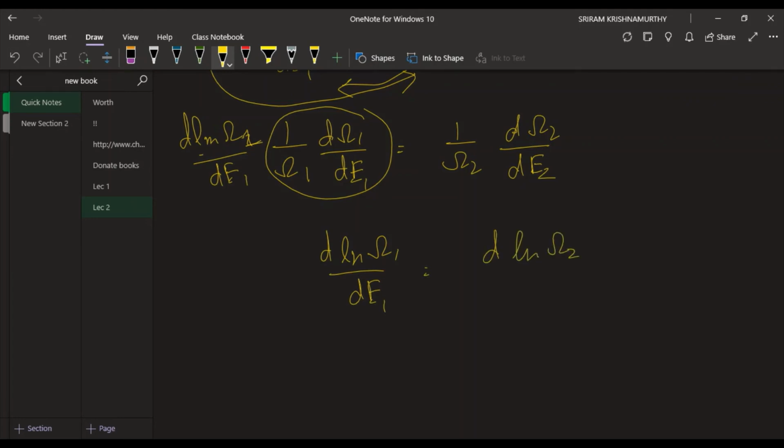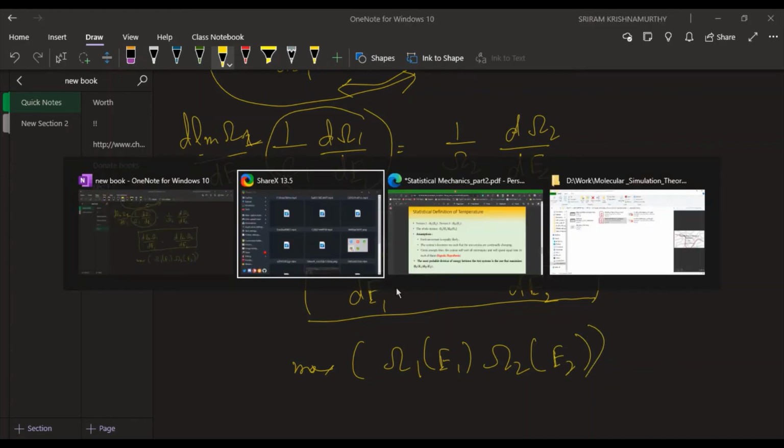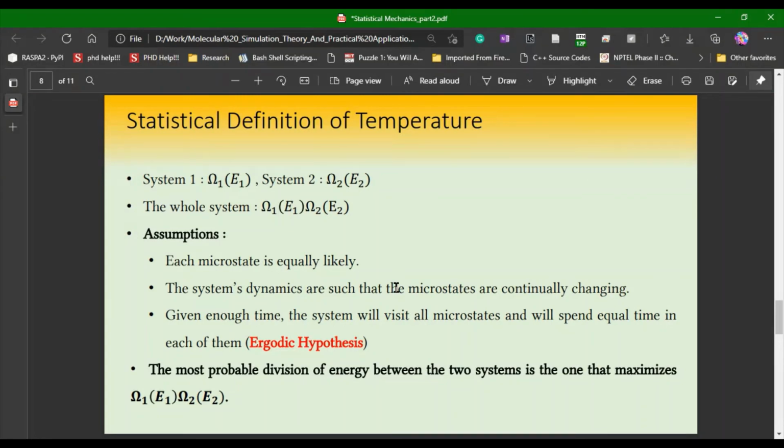So this is the condition. This is the condition that defines the most likely distribution of energy between the two systems. So this is the condition that will maximize the product of the two microstates. Right? So this is what is restated here. All these are just here for the sake of completion.